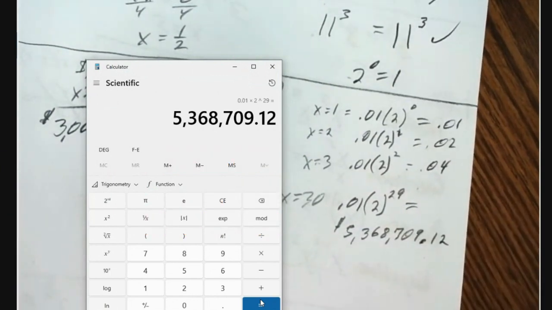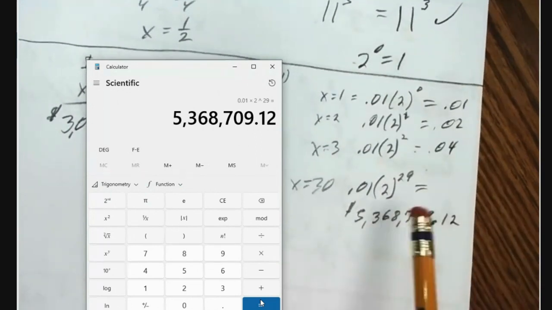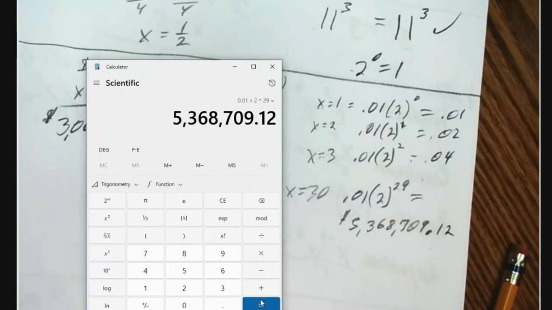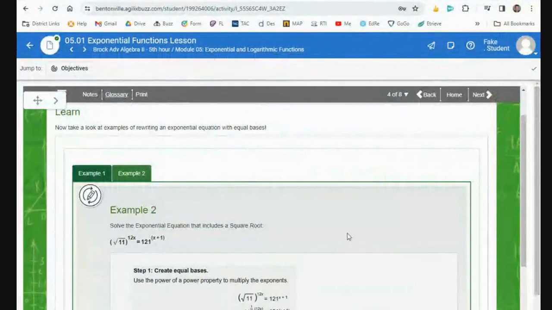$368,709.12. That's what you get on day 30. You get $5 million on day 30 by starting out very humbly, starting with a penny, then 2 pennies and 4 pennies. And you can write it all out. You can write this out 30 times, doubling it, and that's what you'll get to on day 30. So, yay, rich uncle. I will be humble and start out not making hardly any money for the first couple of weeks. There's a chart in our lesson.